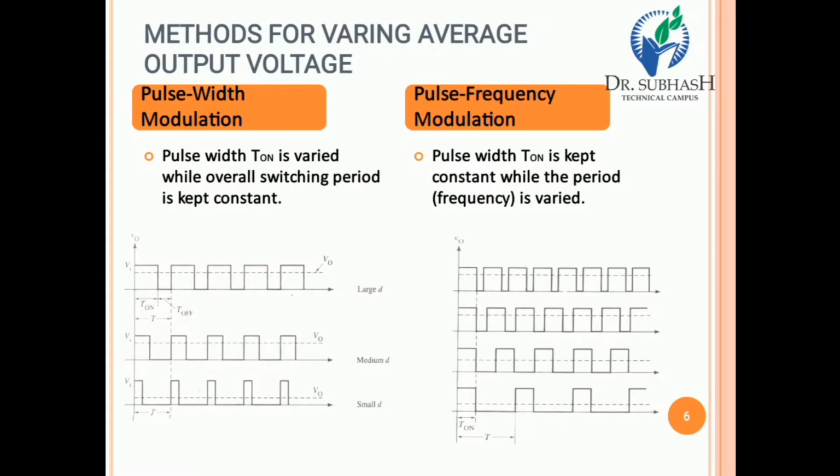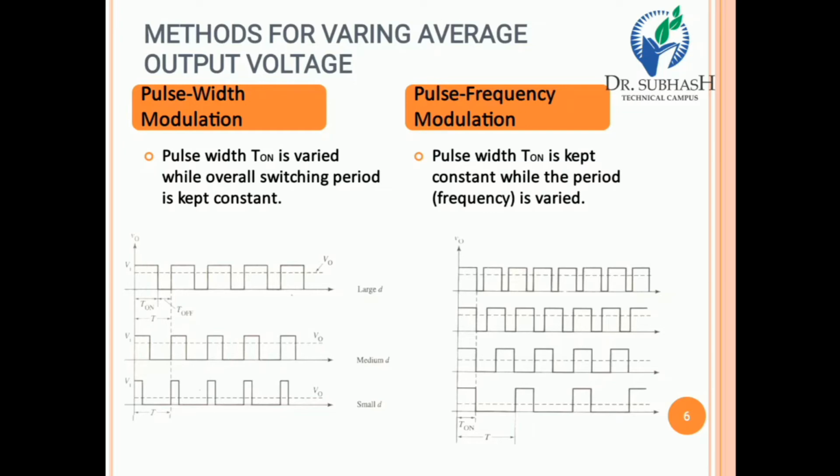In case of pulse width modulation, T1 is varied while the overall switching period is kept constant. But in case of pulse frequency modulation, it is exactly opposite to pulse width modulation. In pulse frequency modulation, T1 is kept constant while the frequency, that means the time period, is varied, right? So here we also have to find the different values for four waveforms, right?